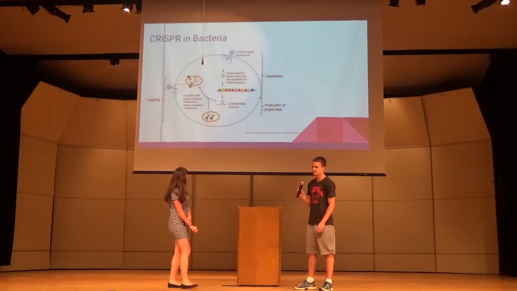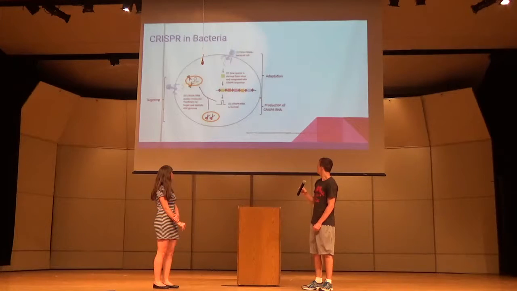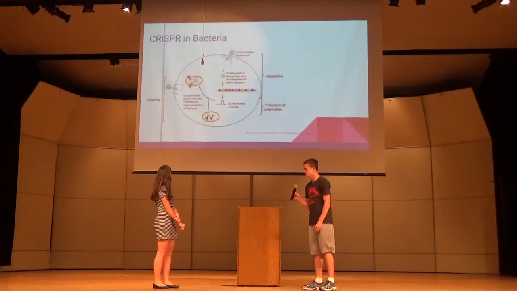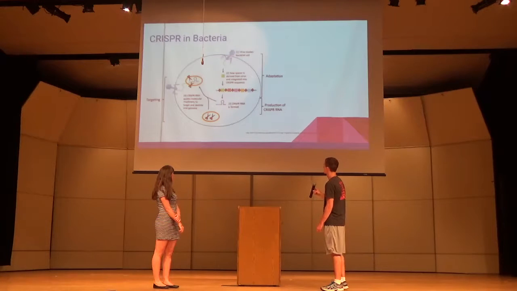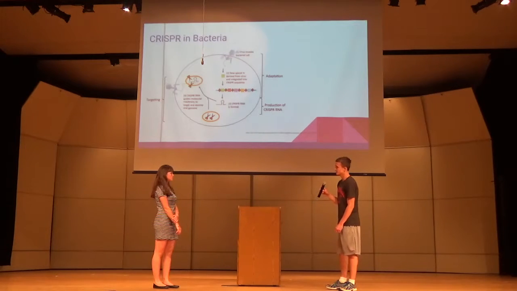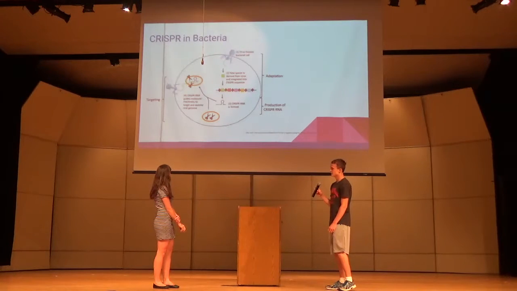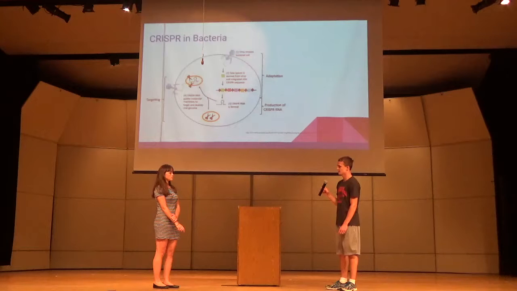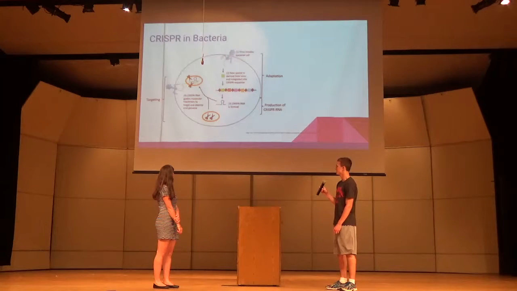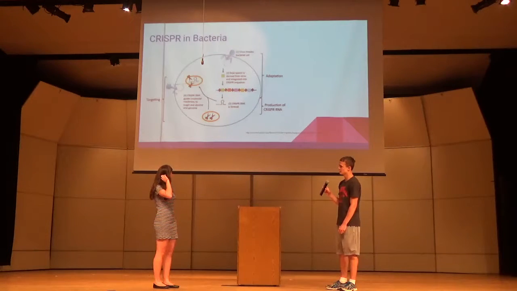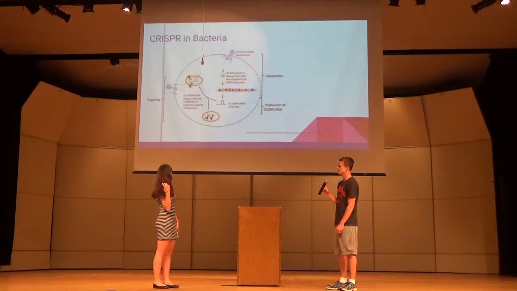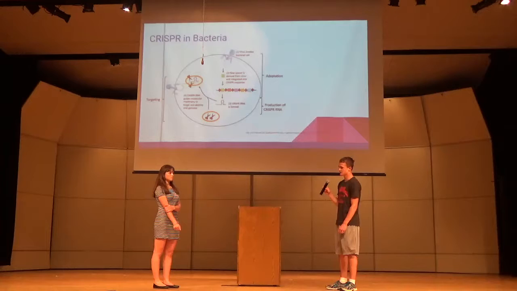CRISPR is a gene drive, and it is part of the bacterial immune system. And how CRISPR works is that a virus must infect a bacteria, and then the virus inserts its DNA in the bacteria, and then the bacteria takes the DNA and uses it for defense. And then CRISPR comes in and it locates the virus's DNA, and it finds it by locating sequences, and then it cuts it out.